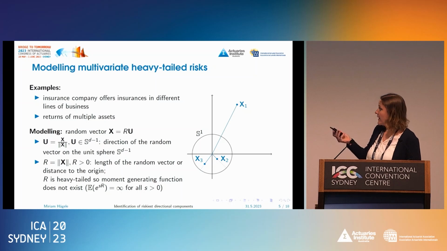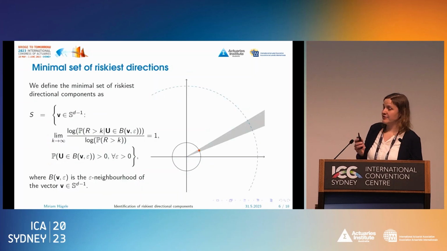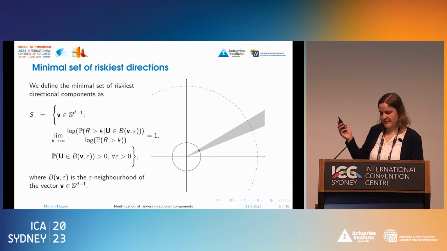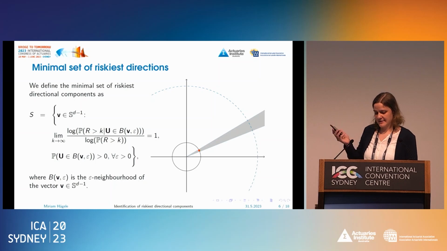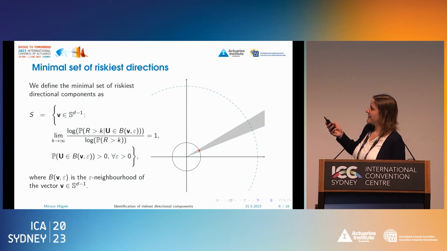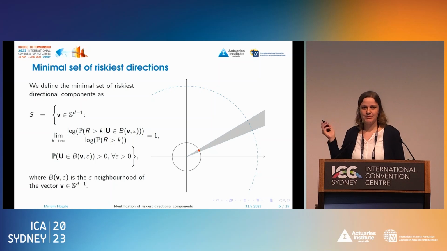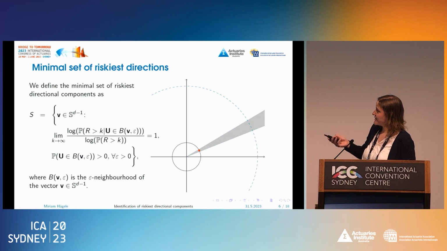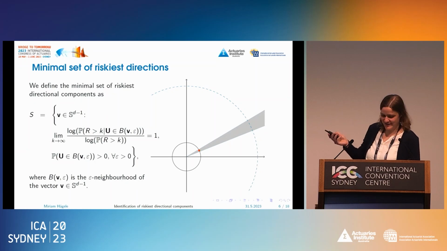Now we are interested in this minimal set of riskiest directions. We want to know where these riskiest directions are. A vector from the unit sphere belongs to this S, the minimal set of riskiest directions, if it fulfills this limit equal to 1, and if there is some probability around it, so if it's possible that it is in this direction. I think maybe this is not so intuitive, so I'll explain that a bit further.